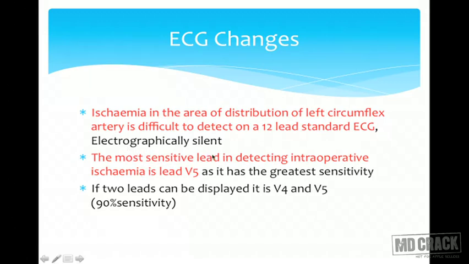The most sensitive lead in detecting intraoperative ischemia is lead V5, and it has the greatest sensitivity. If two leads can be displayed, it should be V4 and V5 because it gives rise to around 90% sensitivity.